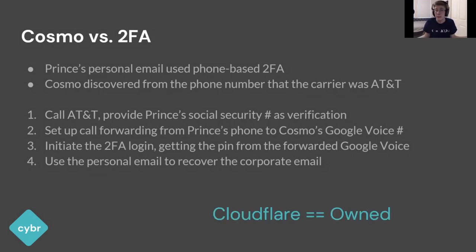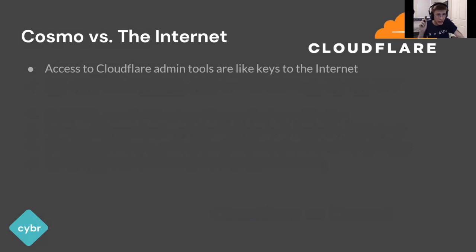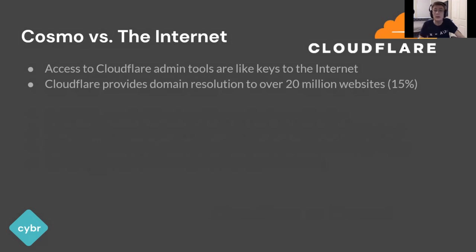At that point, as soon as Cosmo got into Prince's corporate G Suite email, Cloudflare was totally owned. Cosmo had complete control over Cloudflare. Now let's talk about Cloudflare real fast. Access to Cloudflare's admin tools are kind of like keys to the internet, because Cloudflare provides domain resolution to over 20 million websites, which, by the way, is about 15% of the accessible web. So Cosmo basically had the keys to 15% of the internet. And you could do a lot with that. You could cause some real damage with that.